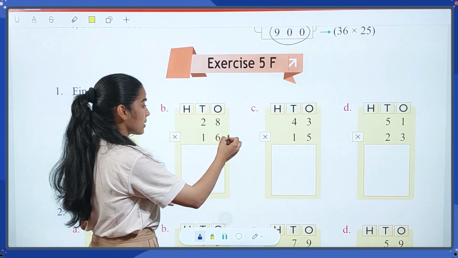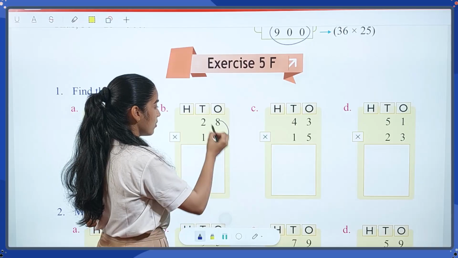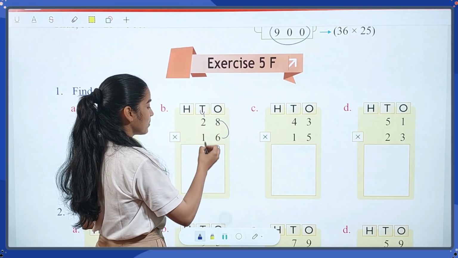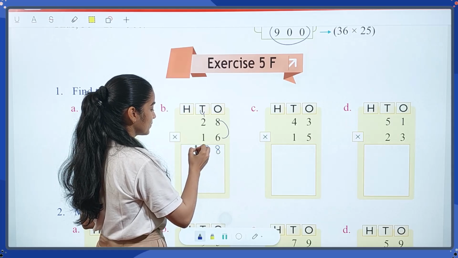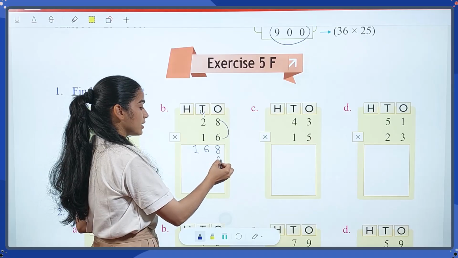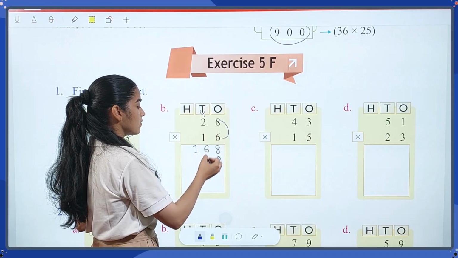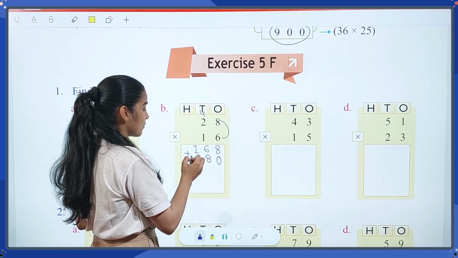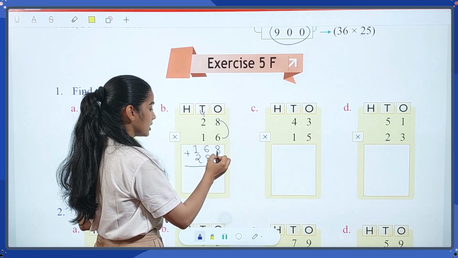So 6 multiplied by 8 is 48. 4 would be there. 6 multiplied by 2 is 12 and 12 plus 4 is 16. Then while switching to the next number, what we have to do? We have to add a 0 here. Then whenever we multiply 1 to any number, we get the same number. The next step we have to add these two numbers together.